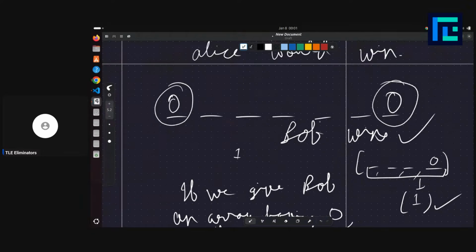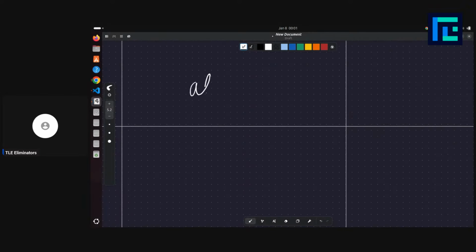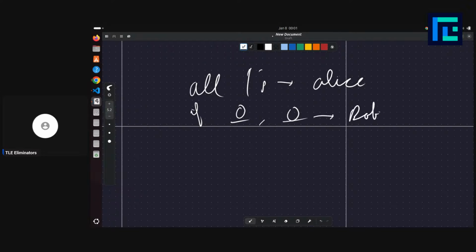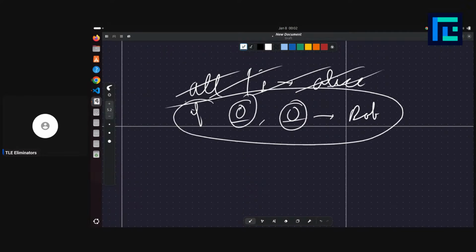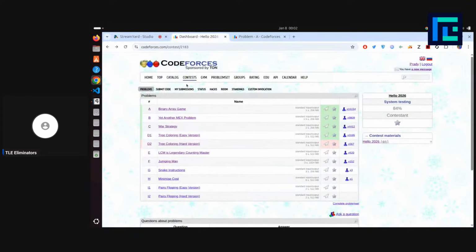Okay, so that is the solution. If all ones, then Alice wins. If the start element is 0 and the ending element is 0, then Bob wins. Otherwise Alice wins. Or actually we don't even need the first condition. I can just say that if the first element is 0 and the last element is 0, then Bob wins. Otherwise Alice wins, because that condition is included in this one. If all ones are there, then this won't be true. So that is the condition.